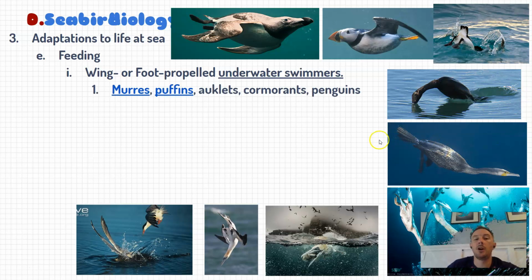But the other group in our area is the murres and the puffins. The auklets are the best at this. And the murres, puffins, and auklets sit on the surface and they just turn and dive underneath using their wings to push them, much like you would in a pool. Once they're under there, they use their feet and wings to push.